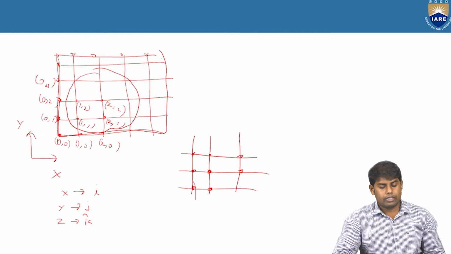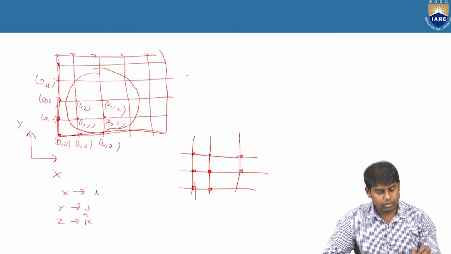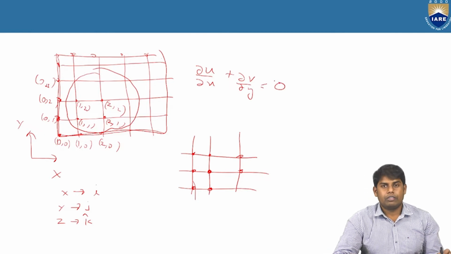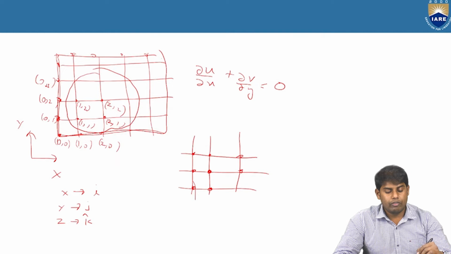Okay. So let's say we have a continuity equation. What is the continuity equation in 2D? For incompressible flow, du by dx plus dv by dy is equal to 0. In the finite difference method, what we are doing is replacing this partial differential form, making it an algebraic form and solving those equations. How we do this, we'll be seeing.